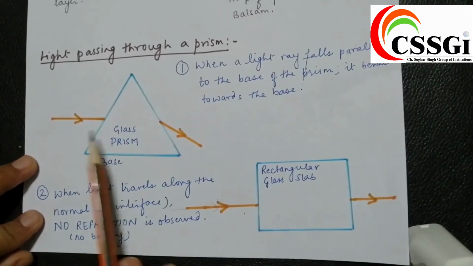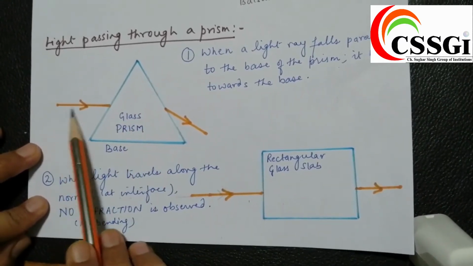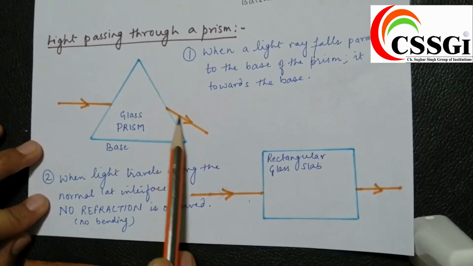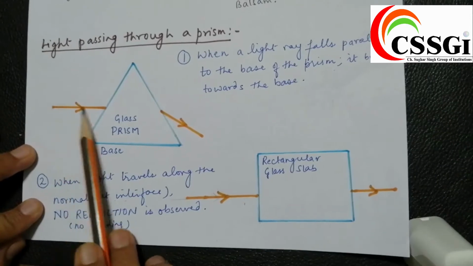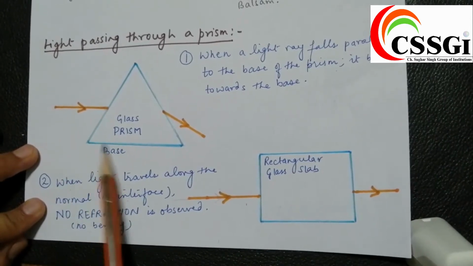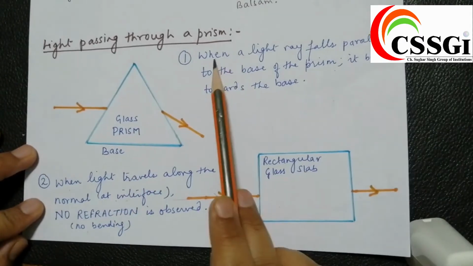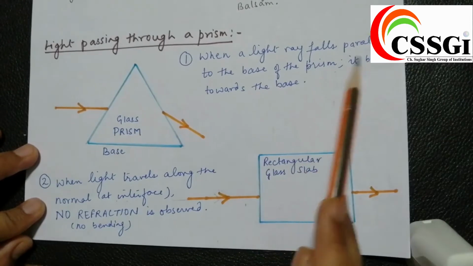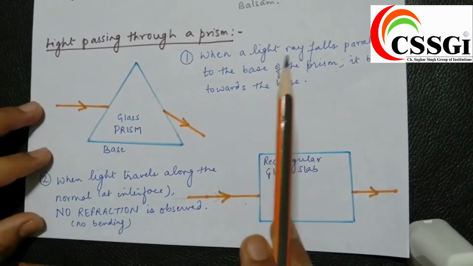If you remember, if we consider a glass prism and light passes parallel to the base of the prism, then it bends towards the base. After refraction, this parallel beam of light bends towards the base of the glass prism. This is what I have written. When a light ray falls parallel to the base of the prism, it bends towards the base. This is the first point that you have to remember.